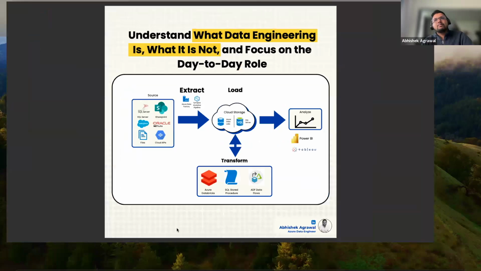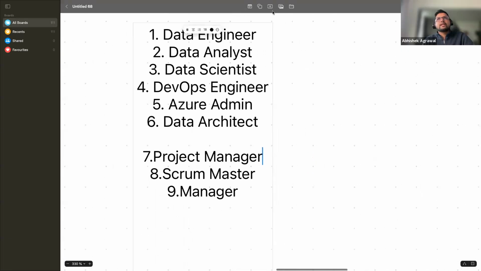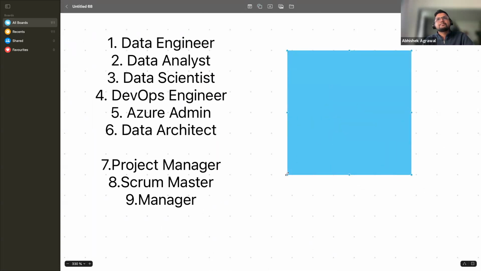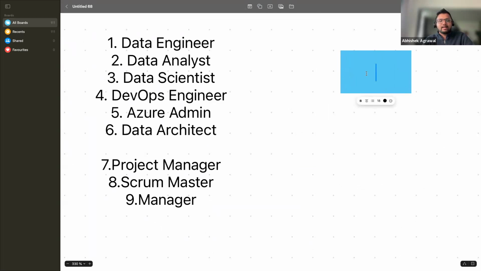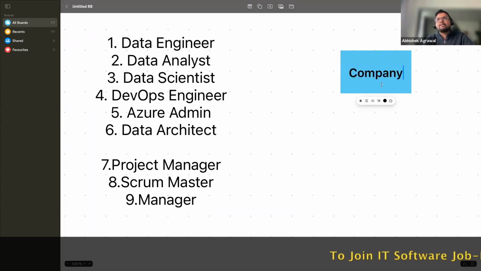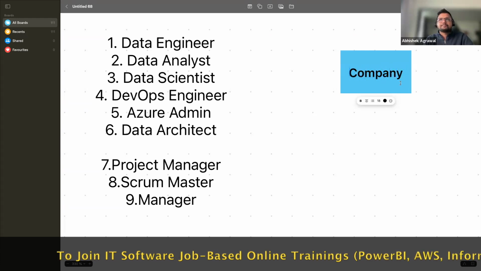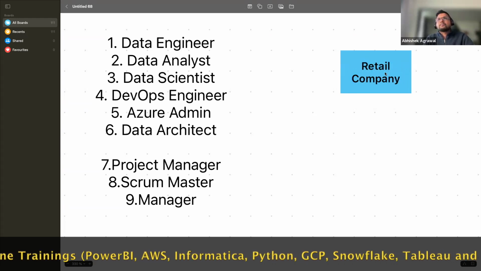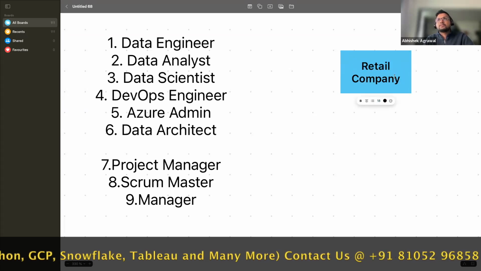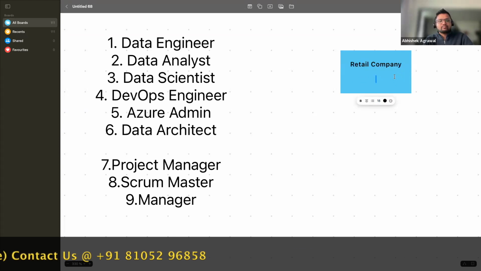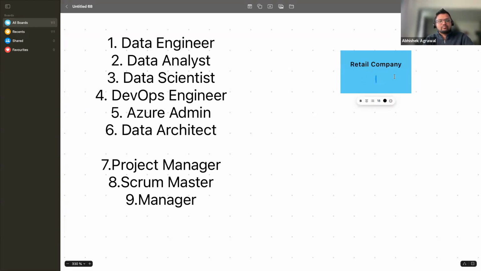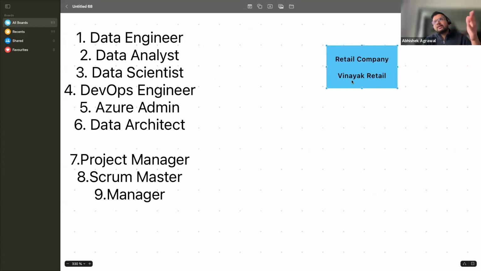So suppose there is a company, a retail company, for example. After defining the roles of everyone, I will ask you if you have any questions. Please wait, I will give you the chance. So there's a retail company called, suppose, Vinayak Retail. And this retail company operates in different parts of India.